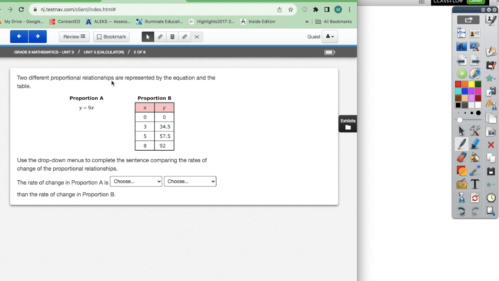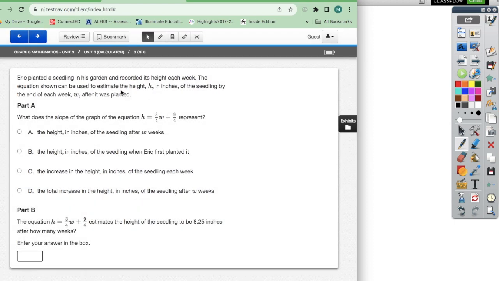The next one gives us two proportional relationships in a table. And then I have these drop downs to choose: the rate of change in proportion A is blank than the rate of B, so more or less, and I have to choose how much more or less. I got another one here where we talk about the slope, and we need to identify what that means. And then we have to find out what happens here with growing this plant.